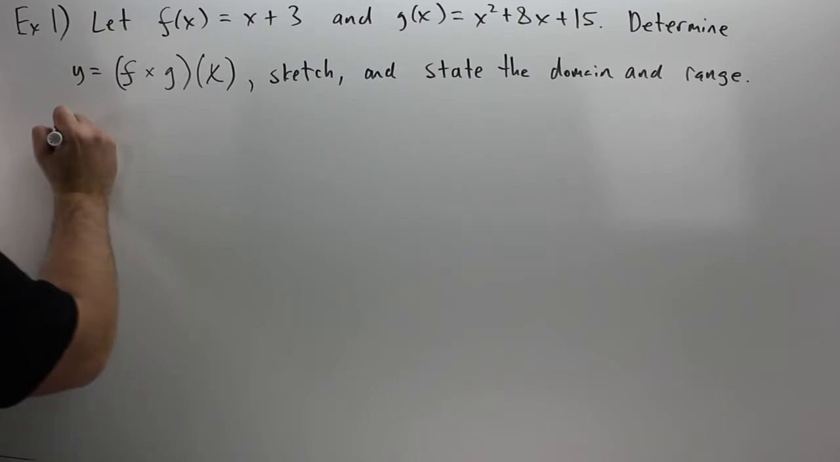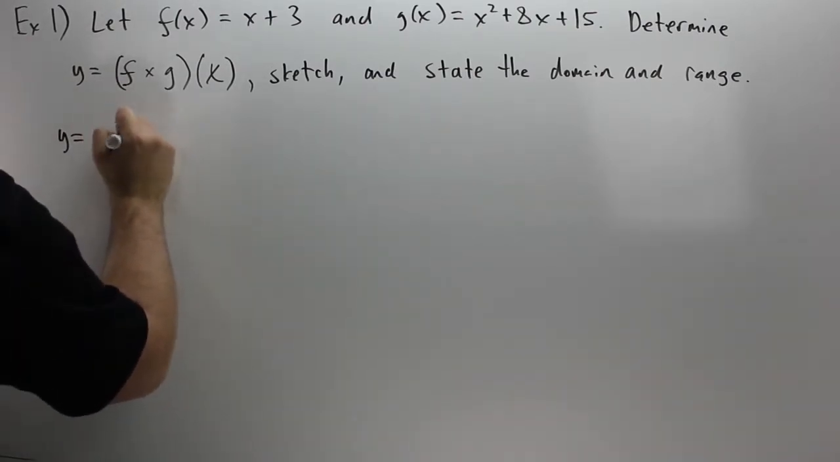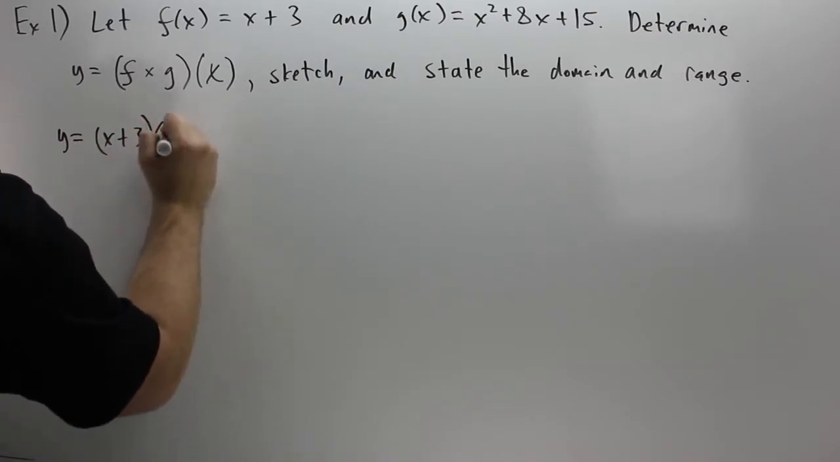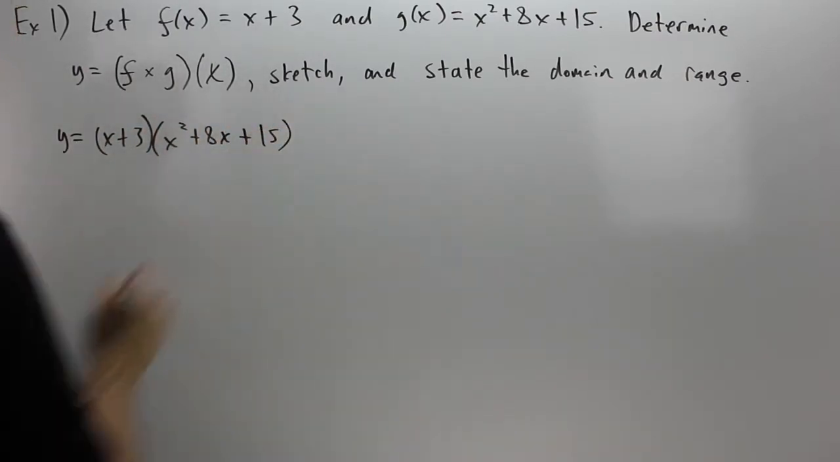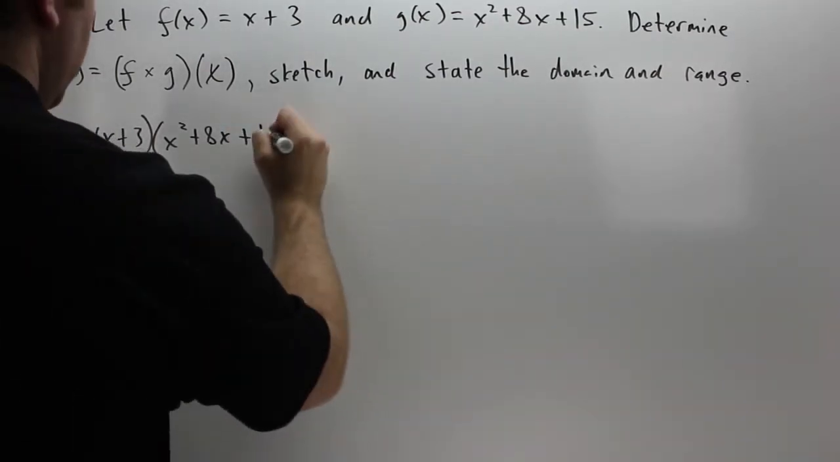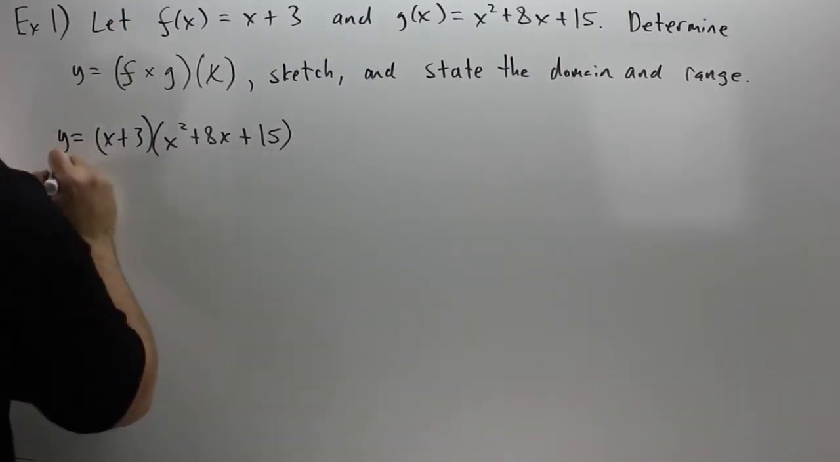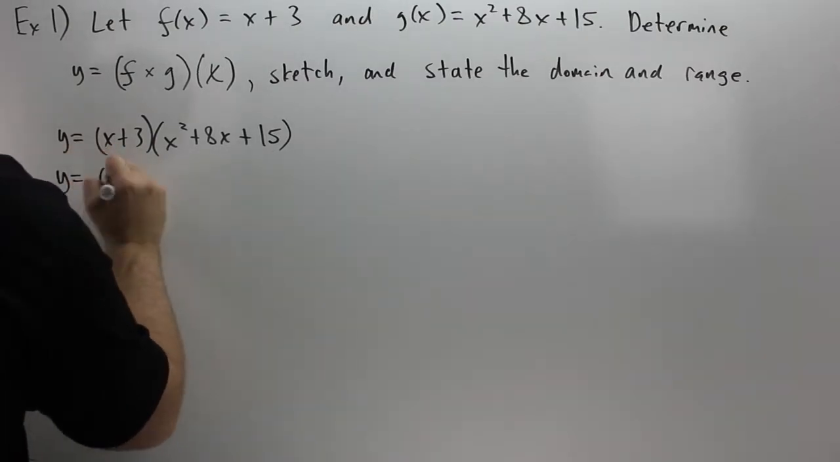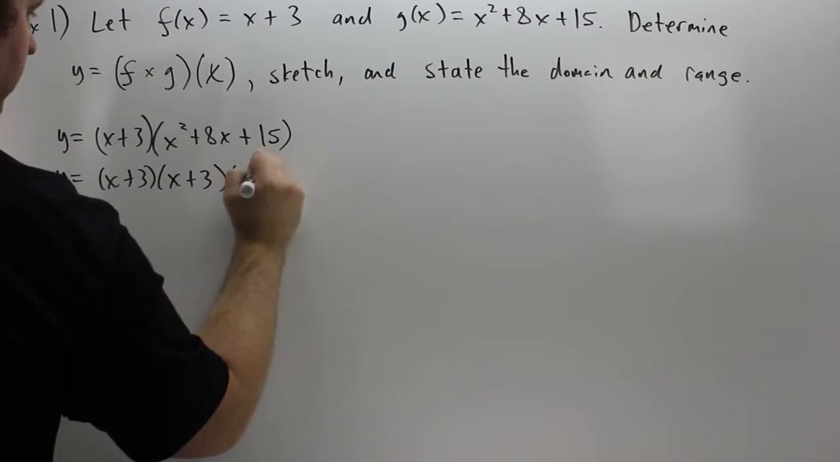So that's going to be y equals x plus 3 times x squared plus 8x plus 15. Now if we wanted to, we could expand this out and then factor it. But that seems a little bit silly to me because it's already almost in factored form. We just got to factor this right here. So that would become y equals x plus 3, x plus 3, x plus 5.